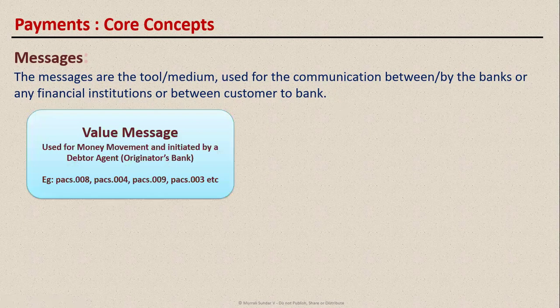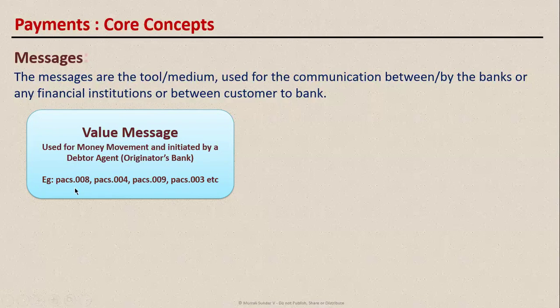Ideally, we can categorize these messages into three major segments. The first one is value messages. Value messages are used for money movement. For example, let's talk about domestic. I'm sending money from HDFC to Axis, and if Axis receives this particular value message, it can be pacs.008. These are ISO terms; I know it's a little technical. Basically, if Axis receives the message in any of these formats, then it understands that it needs to do a money transaction.